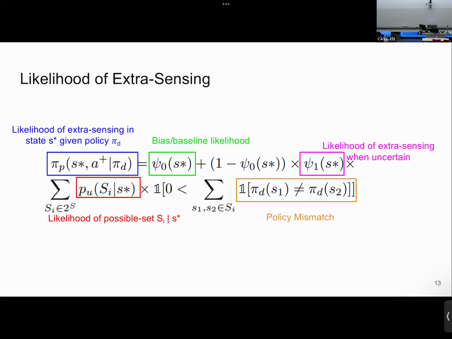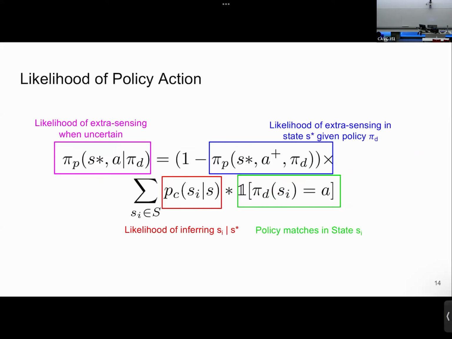And the other part of the term is the second line here, which tells us if the human is uncertain between a set of possible states, this is probability of uncertainty, PU, and in those subset of states, the policy is different, then they are more likely to take actions to resolve that uncertainty. So it's a fairly straightforward decomposition of how you compute the probability of them taking this action that's in addition to the domain actions of packing.